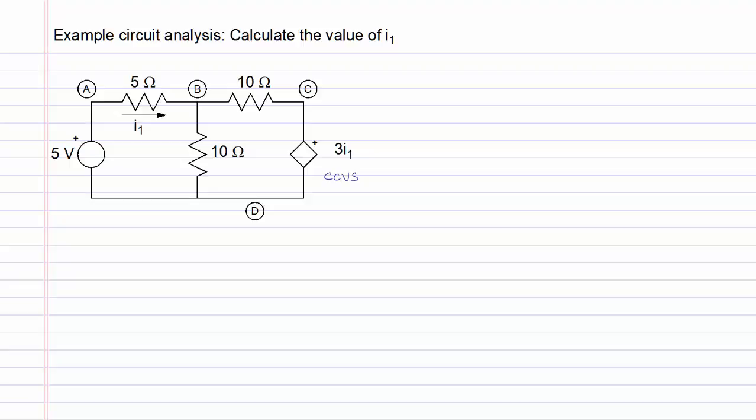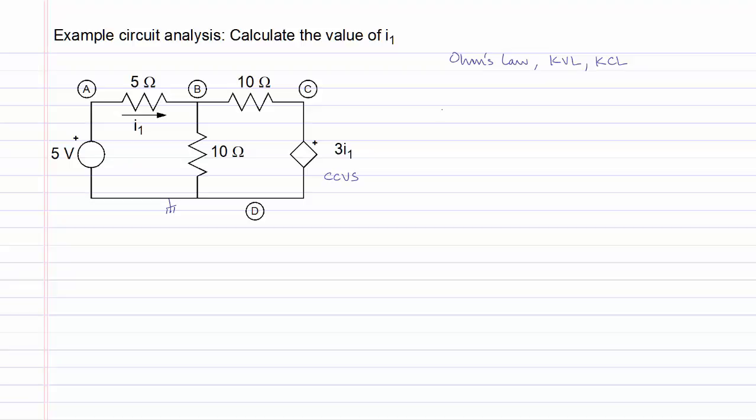The circuit contains 4 nodes, A, B, C, and D, and we will select node D to be the reference node or the ground node, which means that the voltage at node D is going to be 0 volts, and we will measure all other voltages with respect to this ground node D. To analyze this circuit, we will use all the laws that we have learned so far, which are Ohm's law and KVL and KCL.